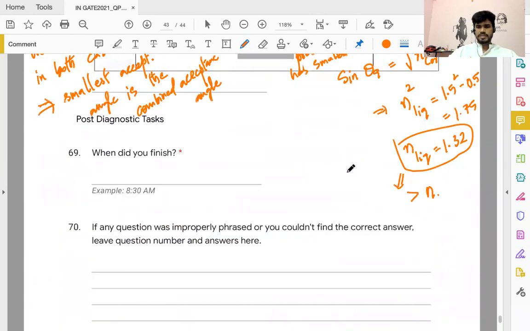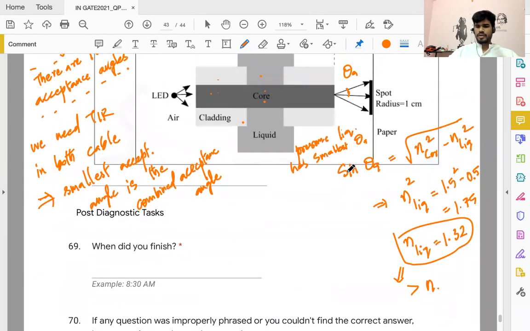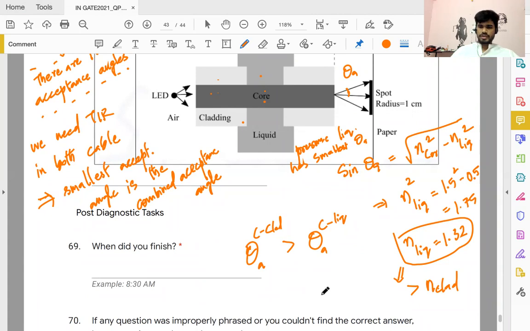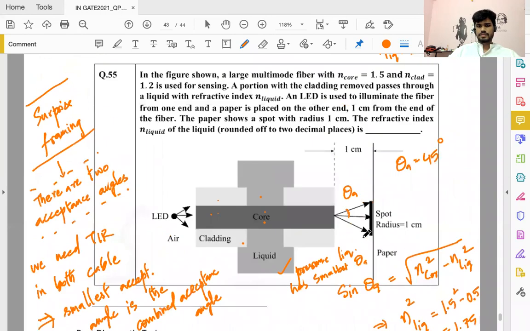If you calculate the acceptance angle for core cladding and the core liquid, you get liquid to be the smallest. So theta acceptance for core cladding should be greater than theta acceptance for core liquid, because the sine inverse of one of the square root terms is smaller. So our presumption is fine, our assumption holds good, so this is the answer.